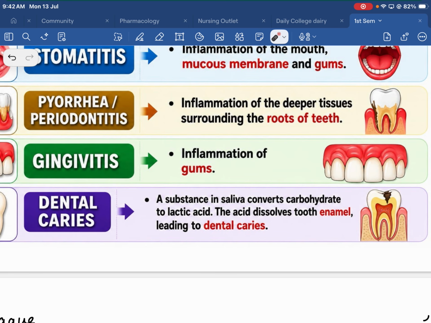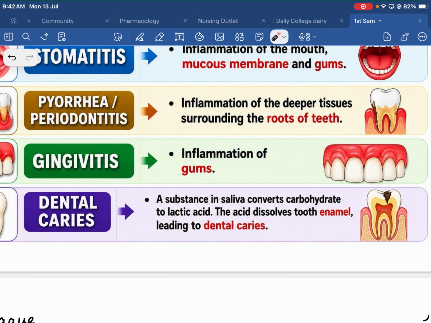So, dental caries means the saliva converts. Whenever you eat food, suppose rice, it is also a carbohydrate. When you eat the carbohydrate, the saliva, that may be ptyalin or amylase, will come and break down that starch into monosaccharides. Are you understanding? When that complex carbohydrate is broken into a simpler form, it converts into lactic acid as a byproduct. Clear?